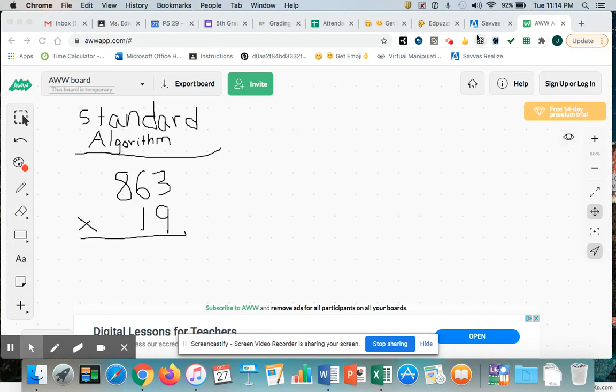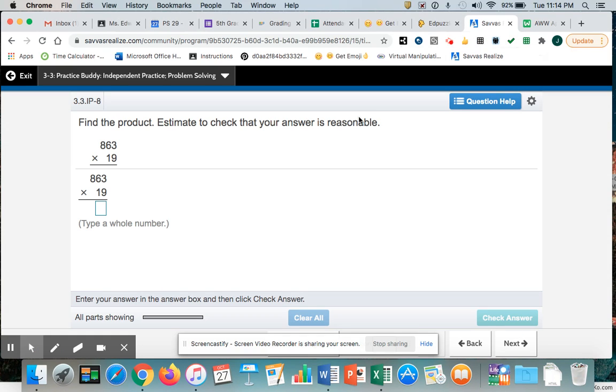So today we're going to focus on 3-digit by 2-digit multiplication. Okay, so I'm going to start off with number 2 here. It says find the product, estimate to check that your answer is reasonable. Now I'm going to set this up in the same equation, but I'm going to solve it using a few different methods.